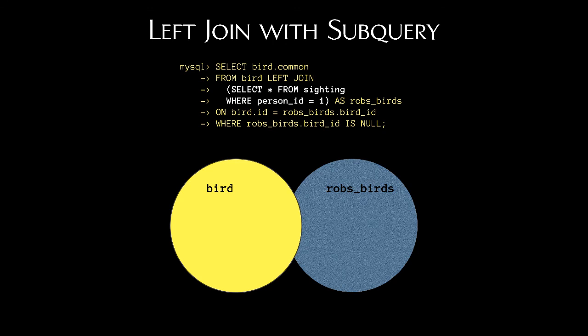So select star from citing where person ID equals 1 is actually a table. It's temporary. It exists only for the purpose of this query, and then it goes away. But what I'm doing is giving that table a temporary name. I'm calling it Rob's birds. And that allows me to identify columns on Rob's birds so that I can complete the left join query.